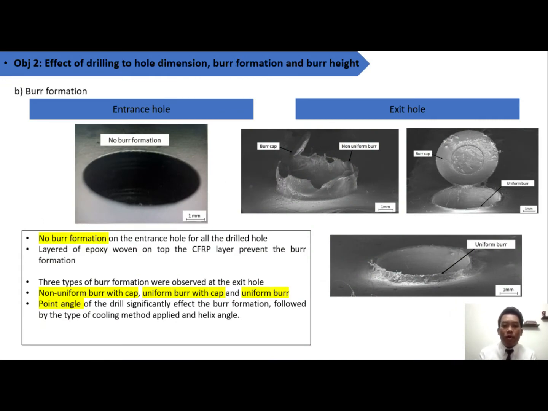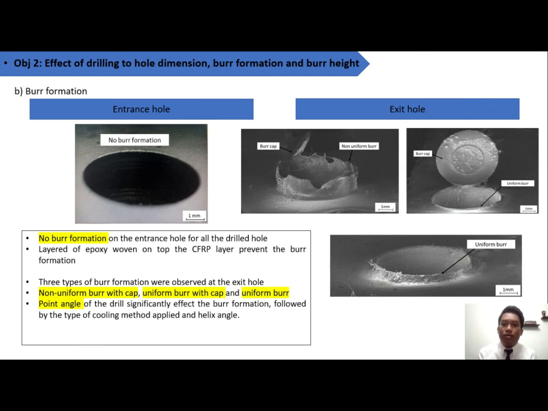As can be seen from the previous slides, all the entrance holes of the drill process do not show any burr formation, while for the exit hole there are 3 types of burr formation: non-uniform burr with burr cap, uniform burr with burr cap, and uniform burr with no cap. For the entrance hole, there is no burr formation due to the laminated woven epoxy on top of the CFRP that reduces the delamination process, which makes it no burr formation on the entrance hole.